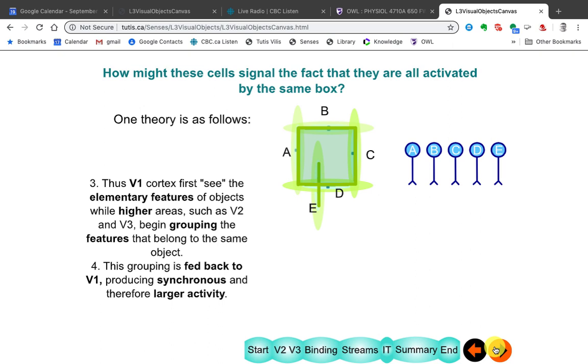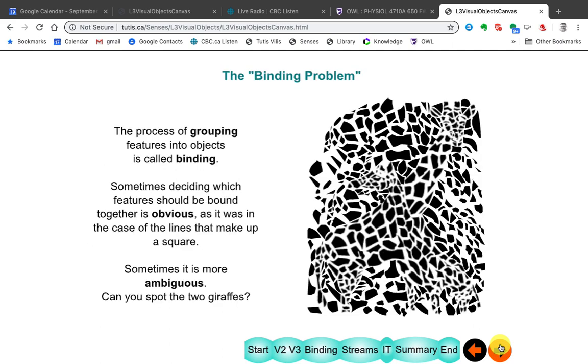It's the grouping of features. And this grouping of features makes the activity of these neurons very powerful. So when neurons fire together, they wire together. So they go back to V1 and accentuate its firing. So binding, grouping, how does it work?